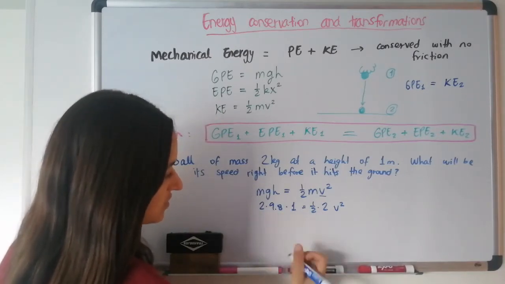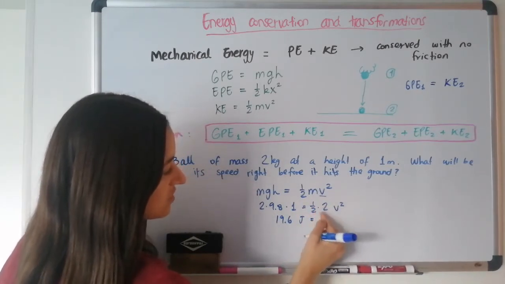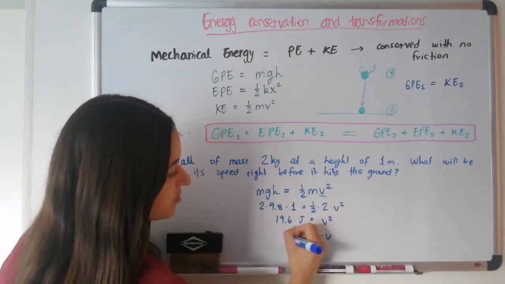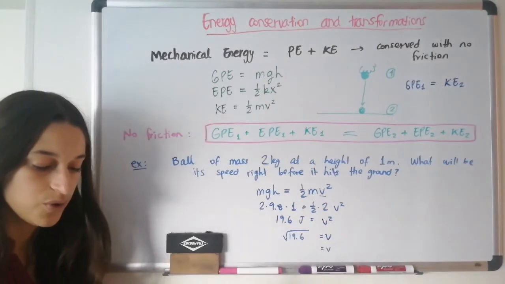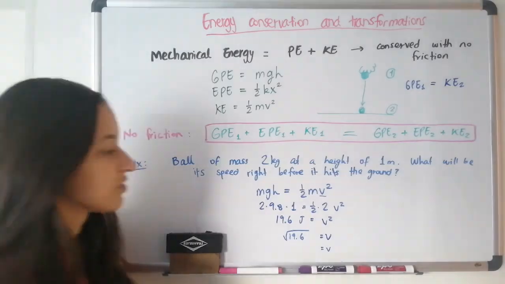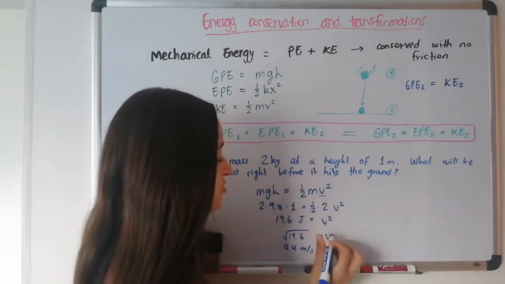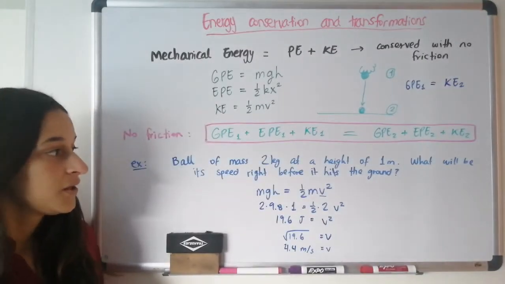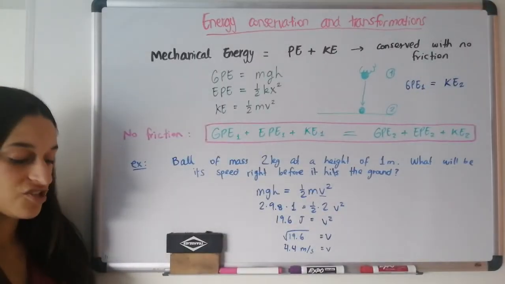This is 2 times 1 times 9.8, which gives us 19.6 joules, which will be converted into, and this is 2 over 2 is 1, V squared. So our speed is going to be the square root of 19.6. You put it in the calculator, square root of 19.6, and it gives me 4.4. So the speed of the ball when it hits the ground is 4.4 meters per second. And that was the whole process. That's the only thing we need to do. So that is the usefulness of energy conservation.